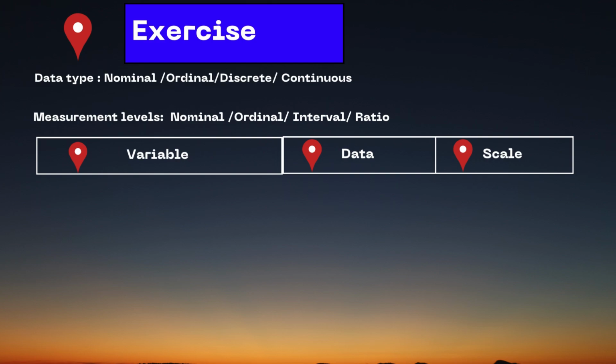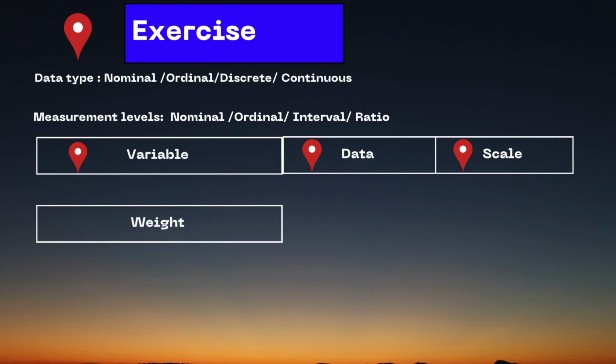Instructions. For each variable provided, determine whether it is nominal, ordinal, discrete, or continuous. Then, identify its level of measurement as nominal, ordinal, interval, or ratio. So the first variable in our exercise is body weight. You have 5 seconds to identify what data type it is and its level of measurement.